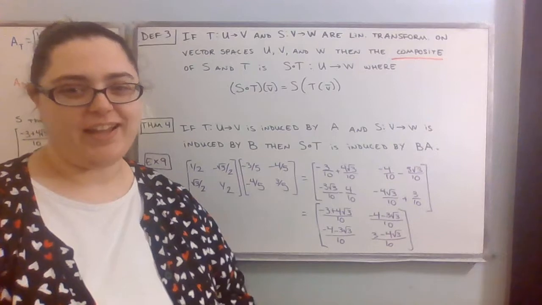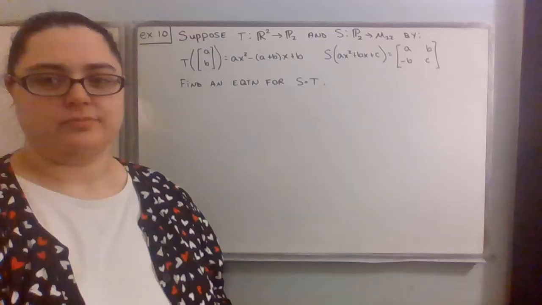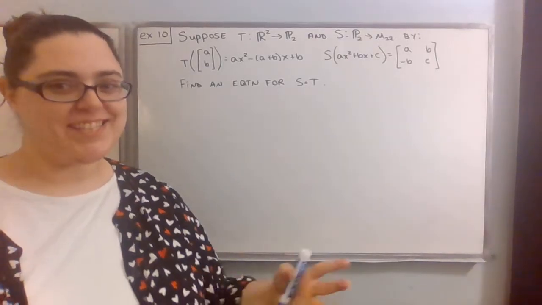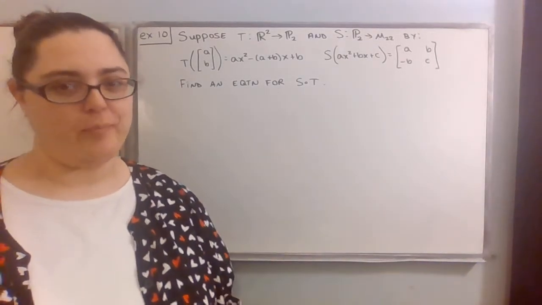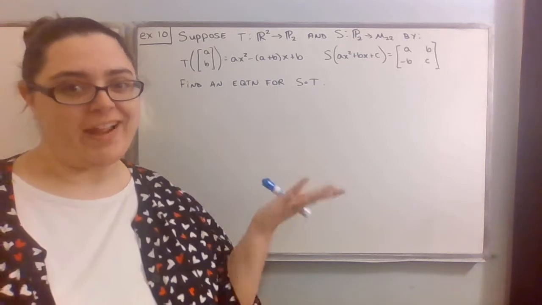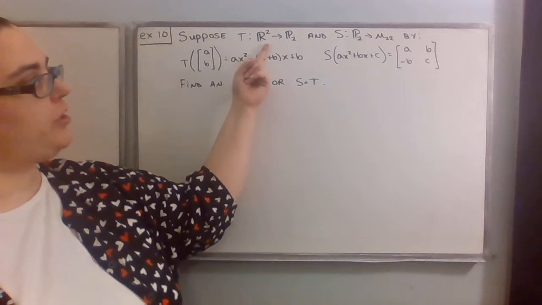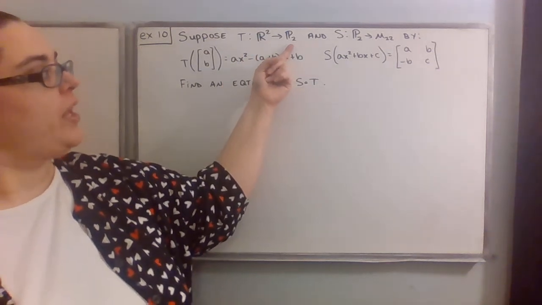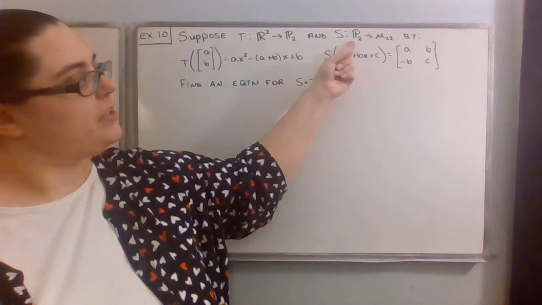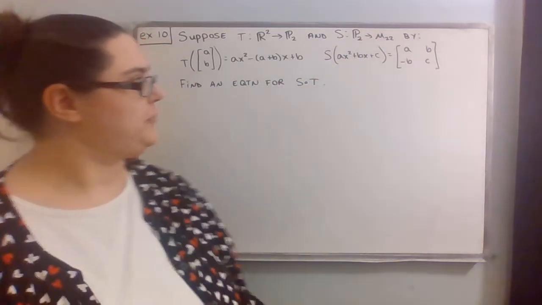So let's go ahead and do another example. All right, in this example, we're going to venture away from Rn and Rm for a moment and go back to some wacky vector spaces. So we are going to start out in R2, and we're going to map to P2. And then we're going to pick up in P2 and then go to M22. So we're kind of involving lots of different things today.